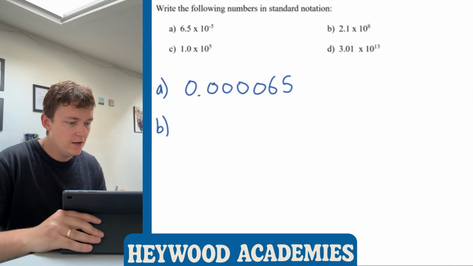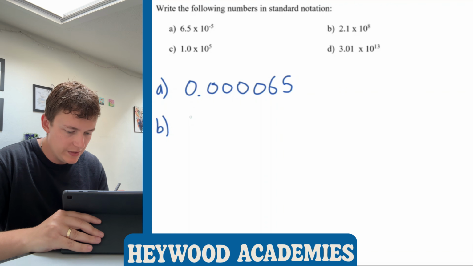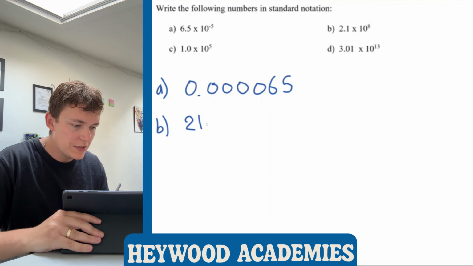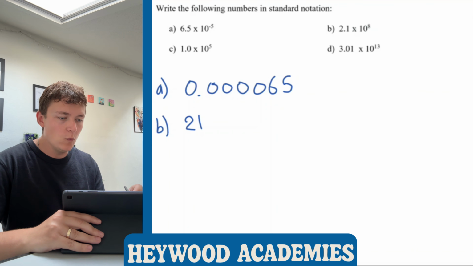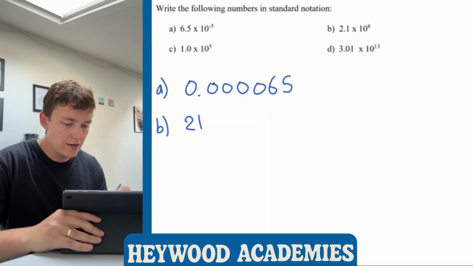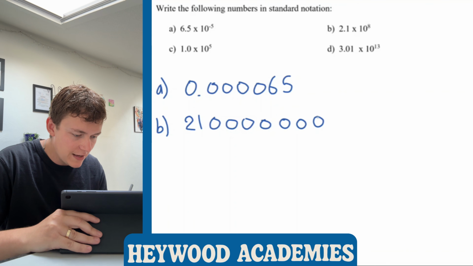Then for B, we've got a positive exponent for this one, so it's going to be sort of the opposite. We're going to be 2, 1, and then a whole bunch of zeros. So if we just write 2, 1, 21, we've moved the decimal place over by 1. So this number is 8 here, so we've already taken care of 1 decimal place. We've got 7 more to go. So that means we're going to need 7 zeros. So 1, 2, 3, 4, 5, 6, 7.